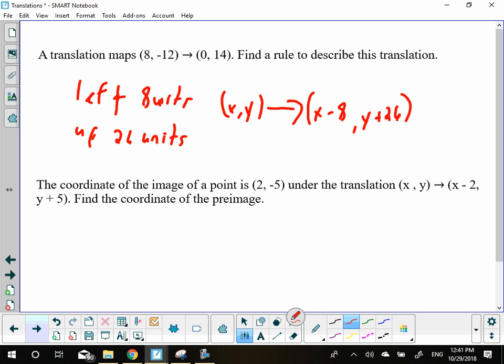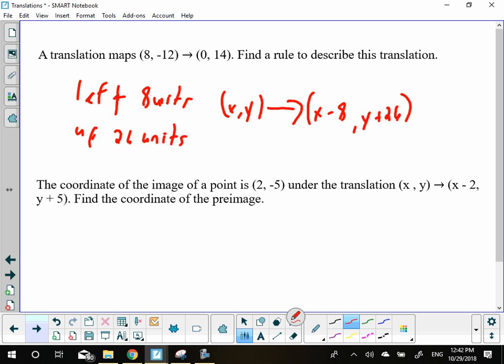Yeah, then the next problem is saying the coordinate of the image of the point is 2, negative 5, per the translation rule, xy maps to x minus 2, y plus 5. Find the pre-image. Image is a what? Result. So we're looking for the pre-image, so we're looking to see what happens before the translation. So how are we going to figure out what happened before the translation, where we were at? Subtract 2, add 5 to the point.